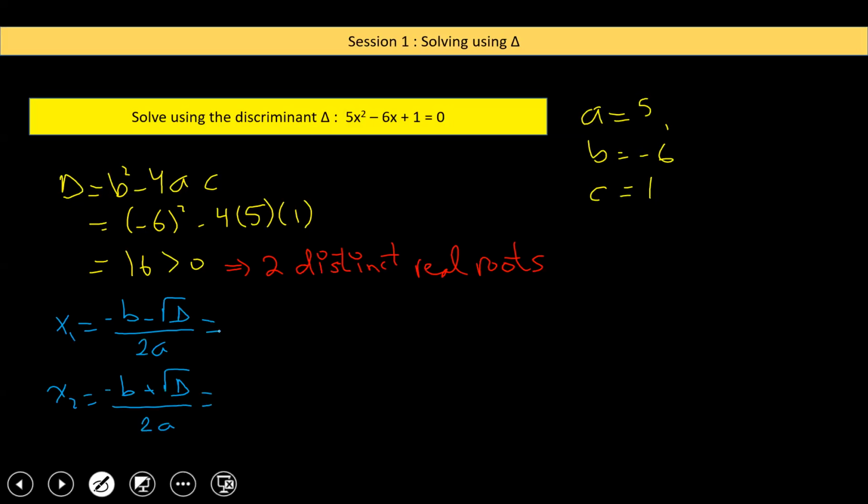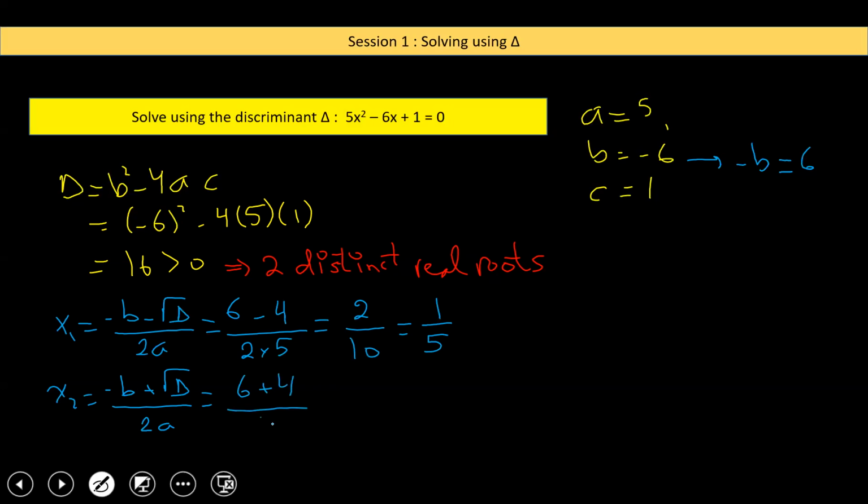Okay, minus b, pay attention here. B is minus 6. However, minus b becomes 6. So minus b is 6 minus radical delta, which is 4 over 2 times a, 2 times 5. The answer here is 2 over 10. If we simplify it, we get 1 over 5. And here we get 6 plus 4 over 10, which is 10 over 10 equals to 1. Now we have the roots, the two roots.